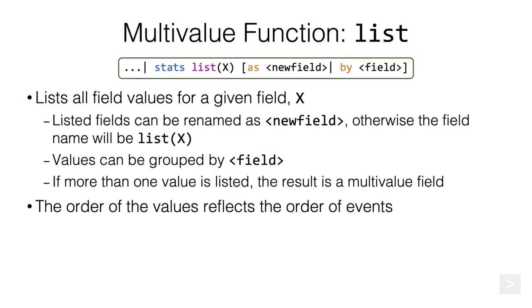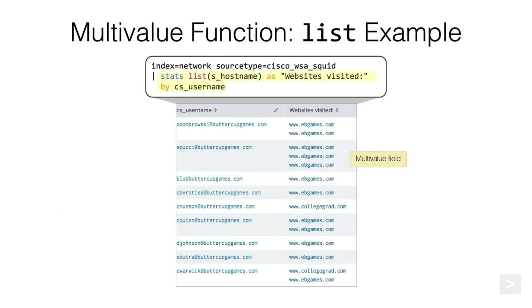The list function of the stats command lists all the values of a field passed in as its argument. We can rename the listed fields using the as clause with the new name. Otherwise, the name will be the name of the function, which is list followed by its argument. We can split by one or more fields. And if we have more than one value listed, that is going to pertain to a multi-value field. The order in which they're returned is the order of the events.